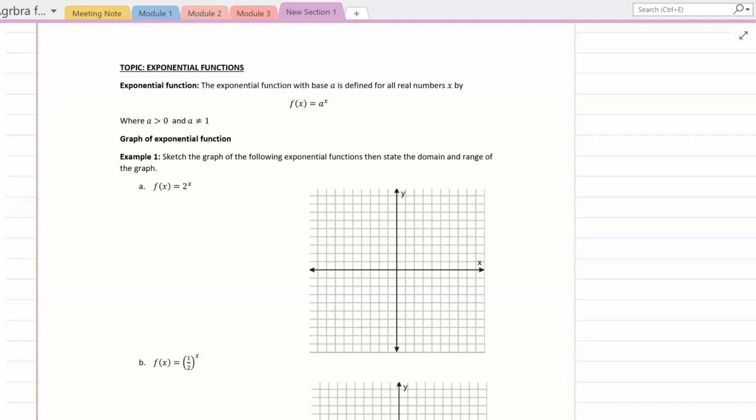An exponential function with base a is defined for all real numbers x by the function f of x equals a to the exponent x, where a is greater than 0 and a is not 1. So let's take a look at the graph of the exponential function. Sketch the graph of the following exponential function, then state the domain and range of the graph. So let's graph this by first making a table of values.